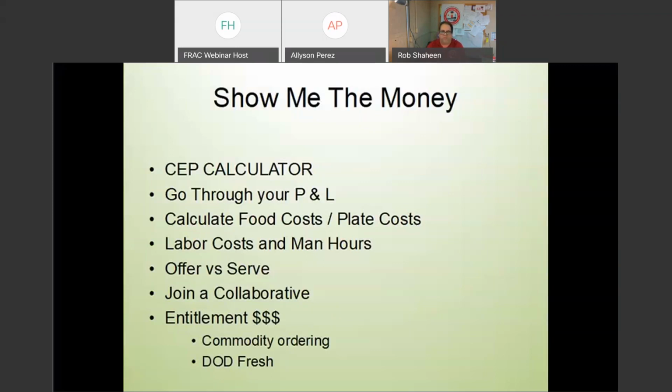Are you doing offer versus serve? If they have to take all the items, that's not great, because with offer versus serve, they can decline some items and you won't have to buy as much. You can save a little bit there.